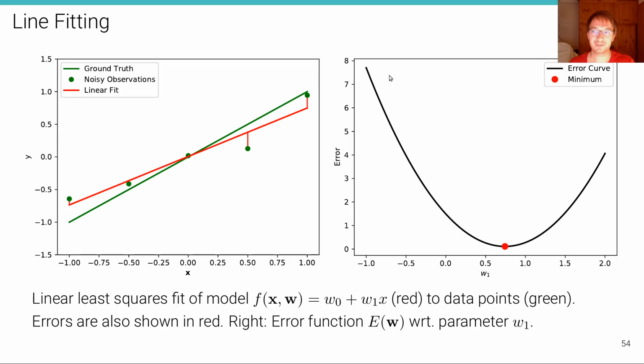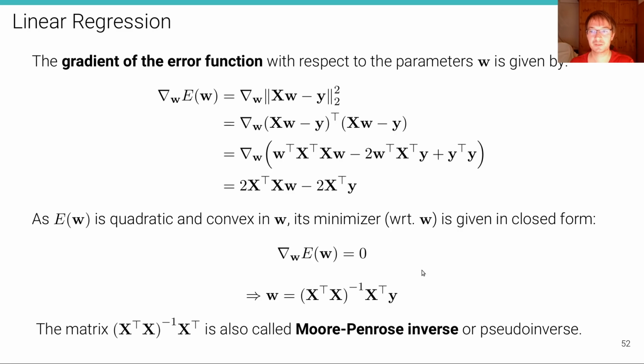We can also look at what this error function E actually looks like. So here I've plotted the error function with respect to the parameter w1. You can see that, as expected, this is a parabola. This is a squared function. This is evident by looking at this equation here, which is a square equation with respect to the parameter w.